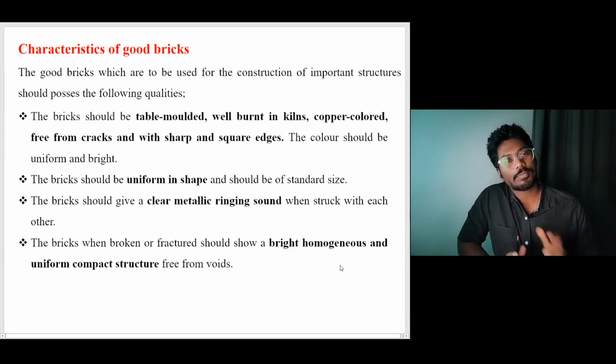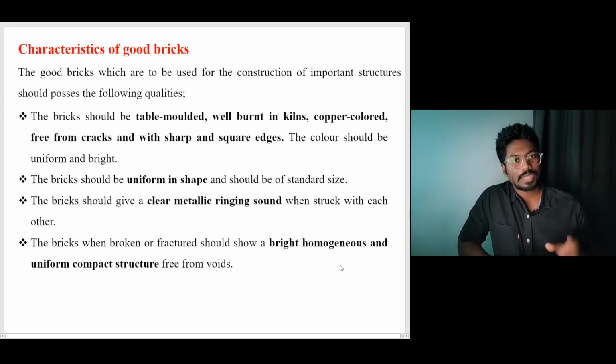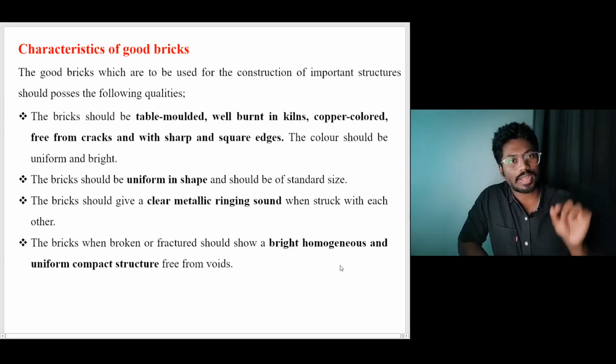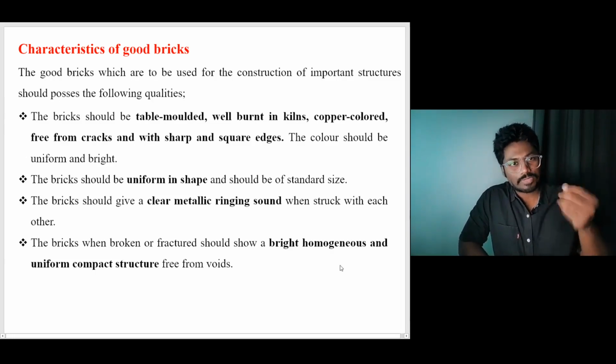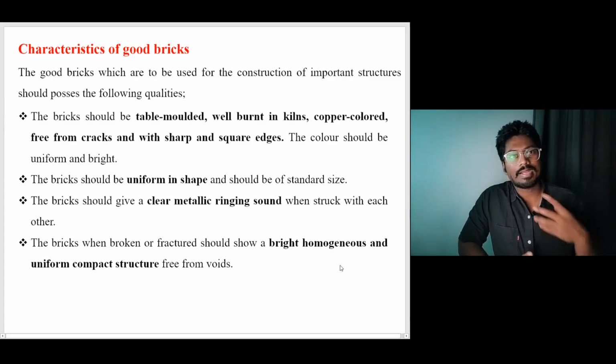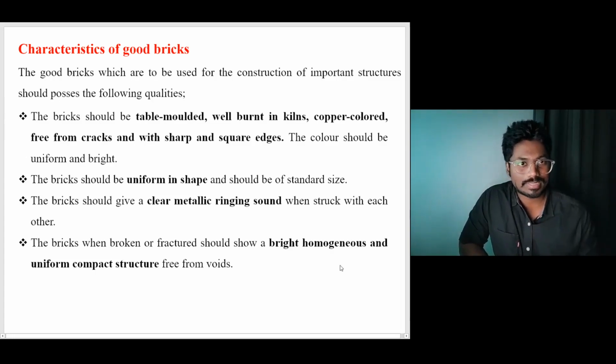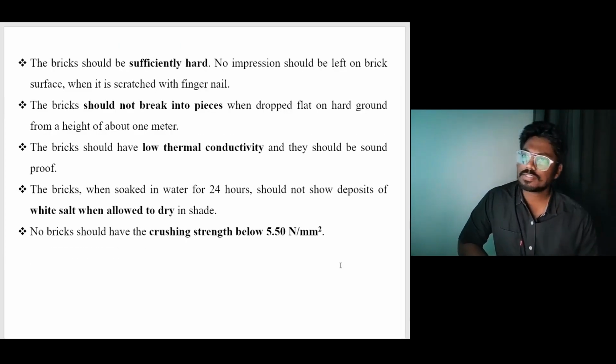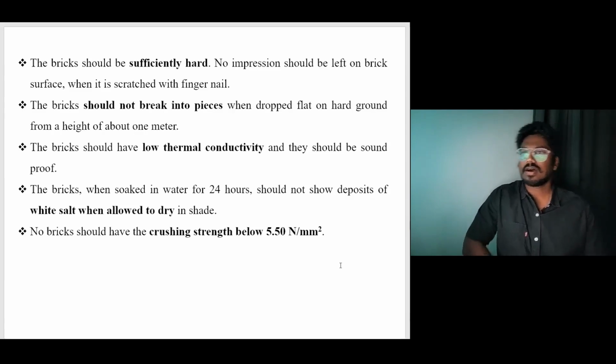Now, when you're breaking a brick into two pieces and examining the fracture, you should be able to see a very uniform grain distribution without any presence of voids or air bubbles or air gaps in it. This is a sign of a good brick, and it can exhibit better strength and durability, and resistance to other durability aspects. Next, the brick should be sufficiently hard.